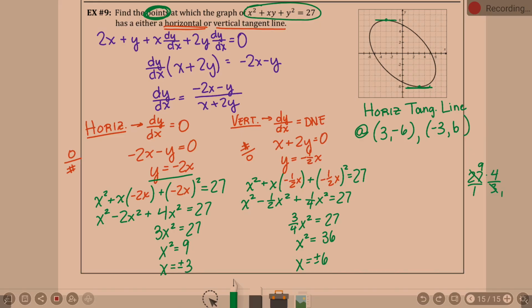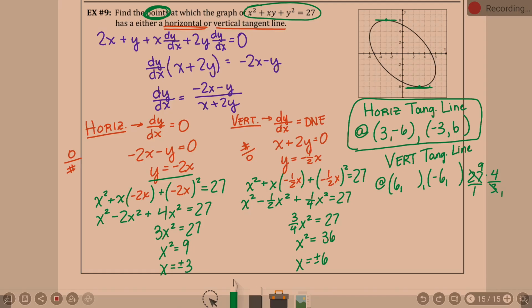So the vertical tangent lines, we know, are happening at 6 comma something. So 6 comma negative 3 and negative 6 comma 3. I don't know exactly how Logan did that, but you can look at the graph here and see that it's going to be at 6, negative 3. And over here, see that it's going to be at negative 6, positive 3. Using y equals negative 1/2 x would work great as well.